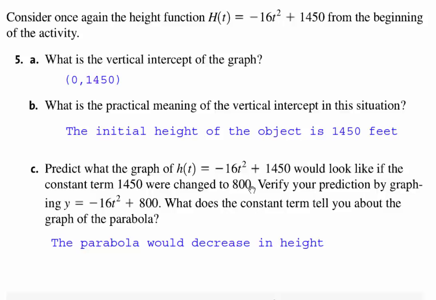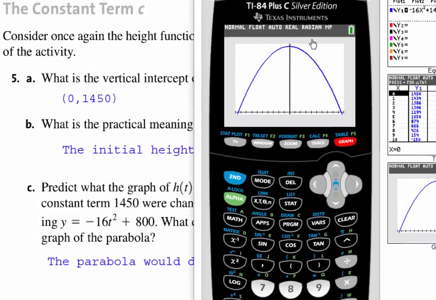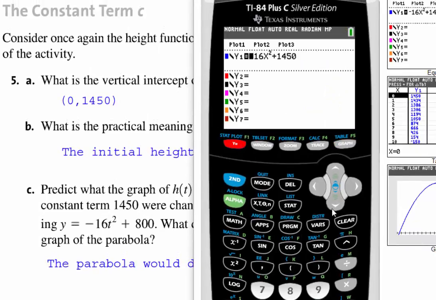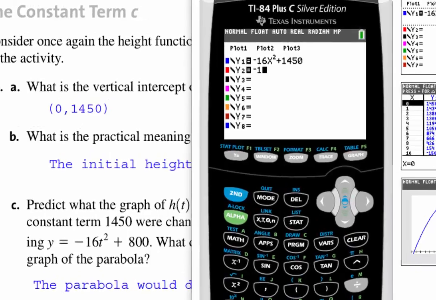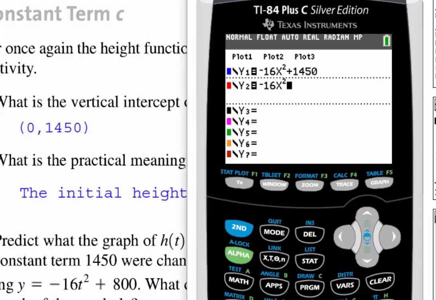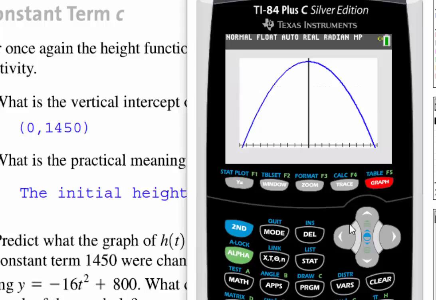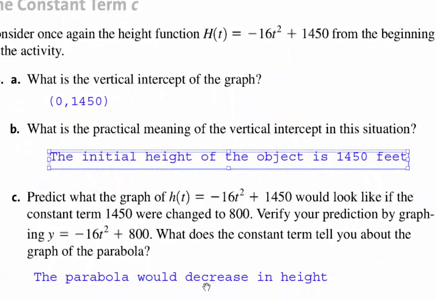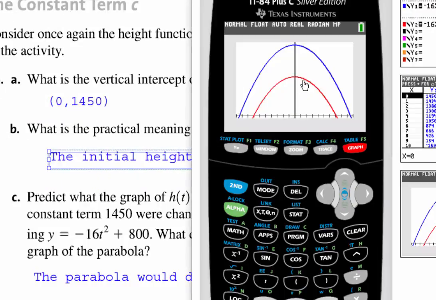So let's graph it. Here was our old graph, and I'm simply going to keep both graphs in the same window. So we still have our -16x squared. The only difference is now we're going to say plus 800. And when I press graph, you'll notice it's a similar parabola, but it's shorter. That's 1450 up top, and down here the y-intercept, or the vertical intercept, happens at 800. So the parabola would decrease in height, and we verified that.